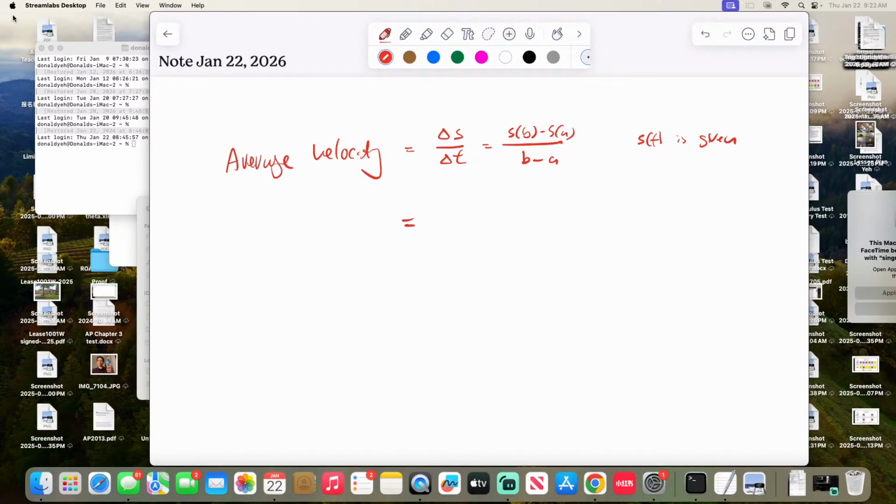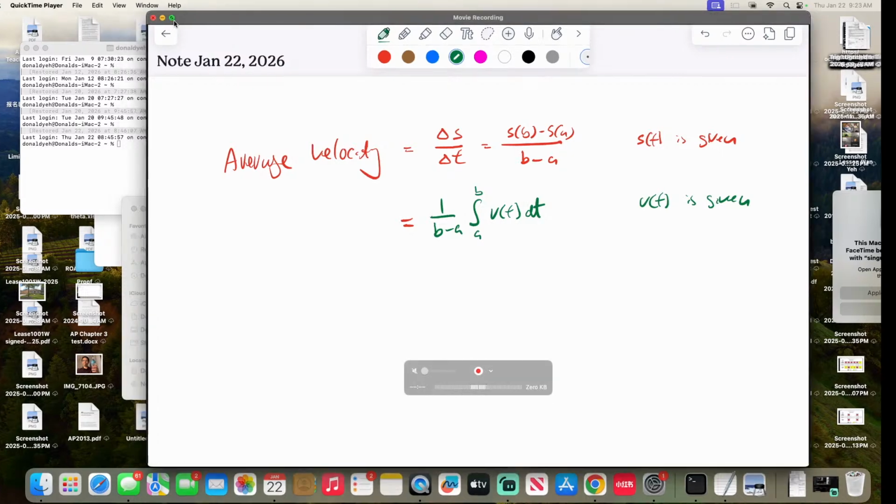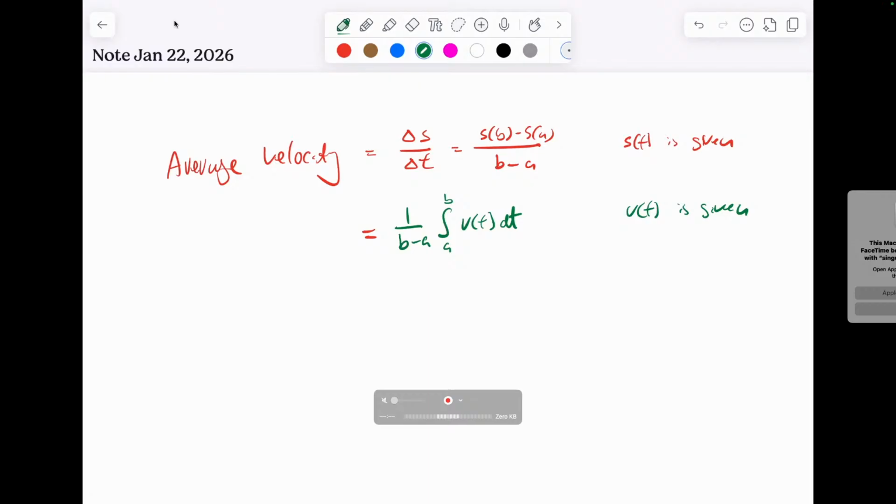So now here is the second definition: 1 over b minus a times the integral of V of t dt from a to b. That is also an average velocity, but it is used when velocity as a function of time is given. So I can give you velocity and you can find average velocity, or I can give you a position and you can find average velocity as well. Is this okay? Okay, we finished that.